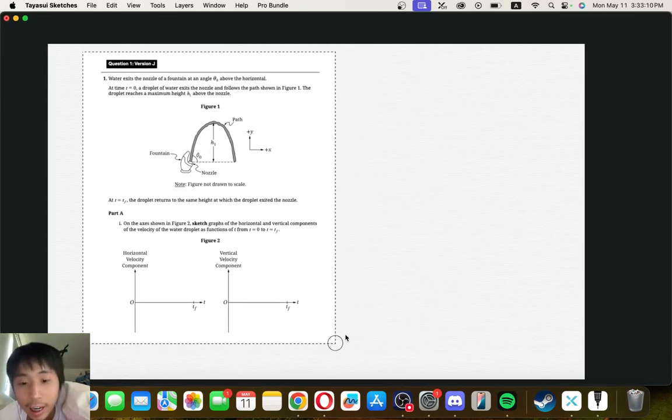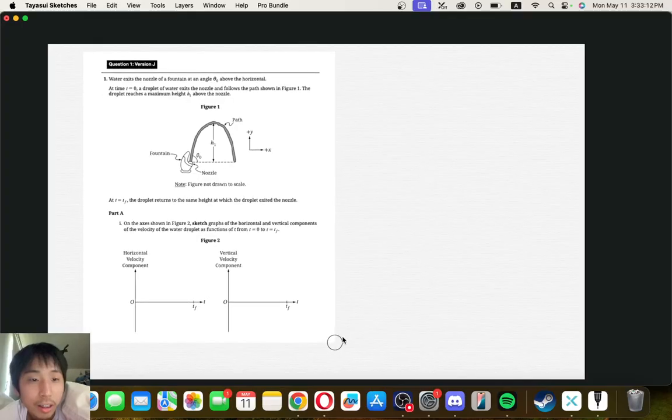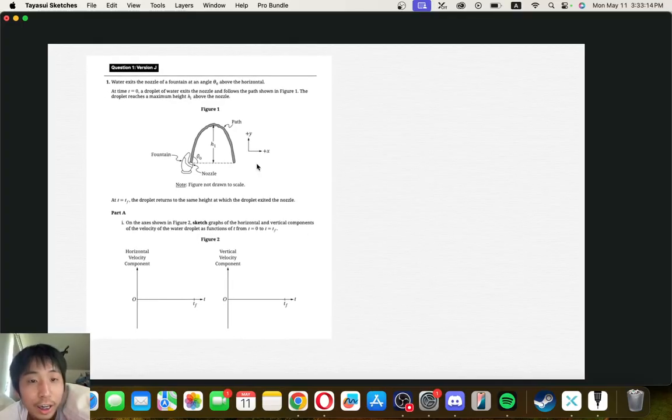Water exits the nozzle of a fountain at an angle of theta 0 above the horizontal. Wait, where's my stuff?